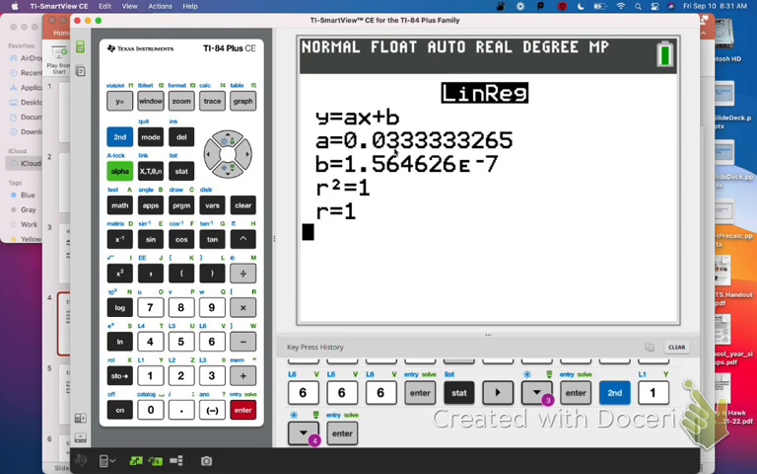Did you figure it out? Jenny just figured it out. So go back to that stat option. I go to calculate, and then regression, and then ax plus b. And you got it.